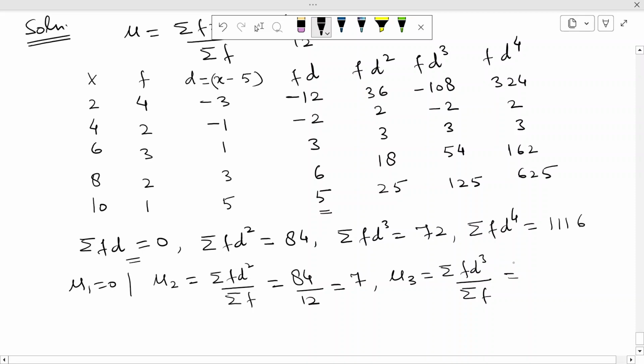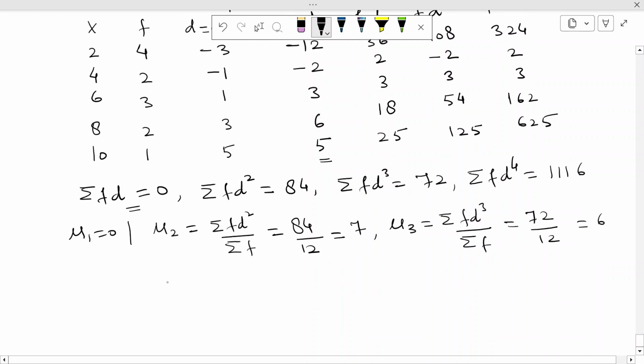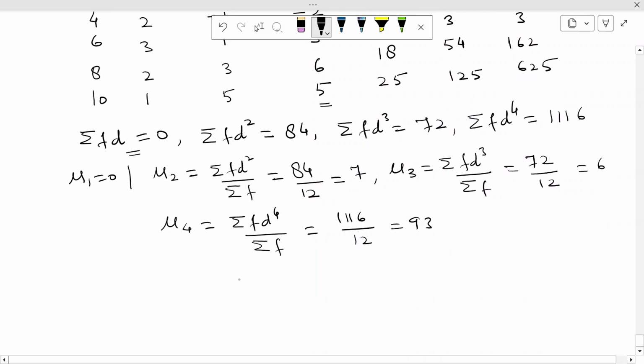So this is 72 divided by 12, so again it is coming out as 6. And we have mu4 as summation FD4 over summation F, and from this you will obtain the fourth moment as 1116 divided by 12, and this is coming out as 93. So this is how we can obtain our central moments.